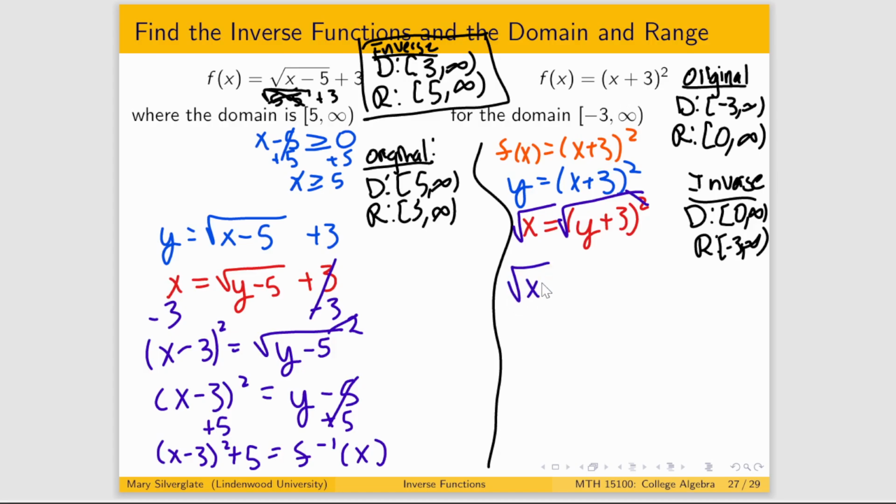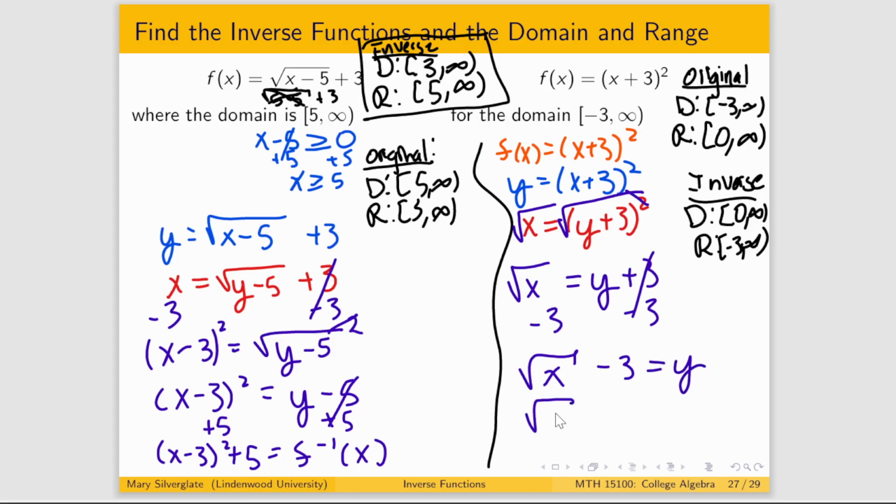So then I just have regular old square root of x is equal to y plus 3. As the last step, I want to undo adding 3 by subtracting 3 on both sides. So then the square root of x minus 3 on the outside is equal to y. So I just figured out the inverse function. And that should track with what I predicted my domain of the inverse to be, 0 to infinity. That is indeed what I'm allowed to plug in for x in this case.